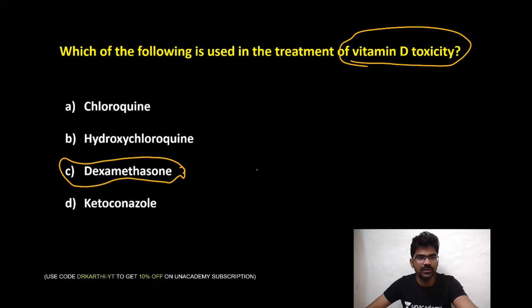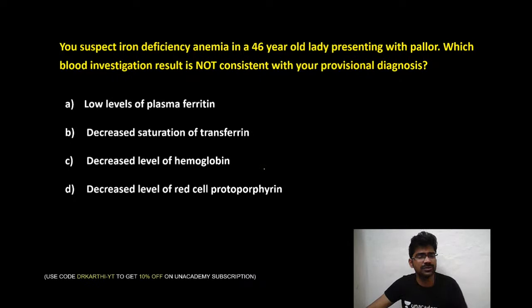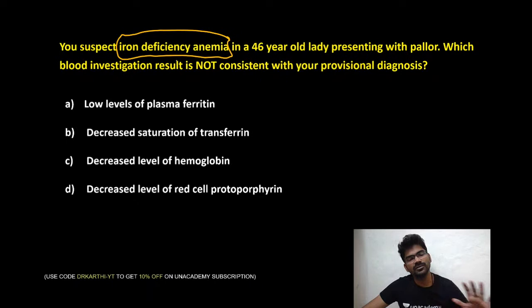Another clinical based question. Today I took a lot of hematology questions. You suspect iron deficiency anemia in a 46-year-old lady presenting with pallor. Which blood investigation result is not consistent with your provisional diagnosis? They are asking, all of the following are seen in iron deficiency anemia except, which is not seen in iron deficiency anemia?